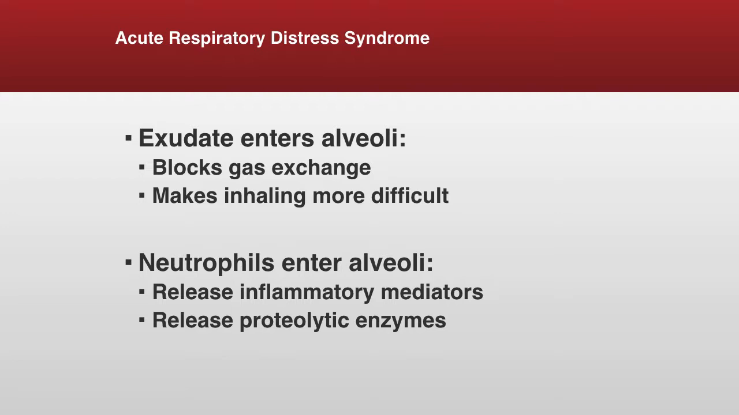In acute respiratory distress syndrome, exudate enters the alveoli. It blocks gas exchange and it makes inhaling more difficult. In addition, neutrophils enter the alveoli. They release inflammatory mediators and they also release proteolytic enzymes. This acts on the surfactant in the lungs, which is what keeps your alveoli open. Without that surfactant, each breath becomes more and more difficult to make.